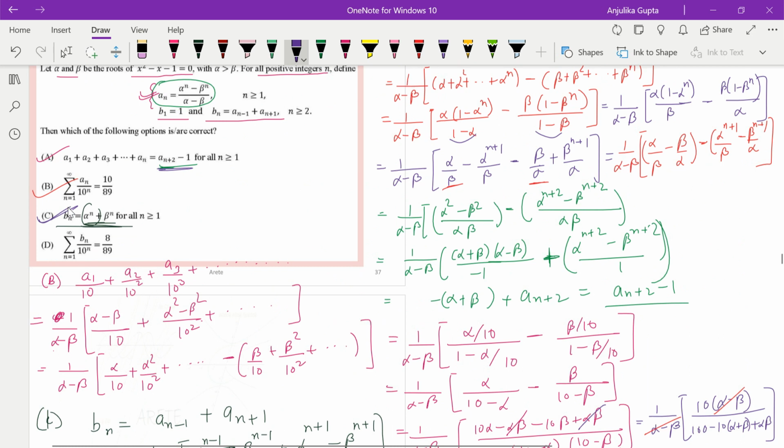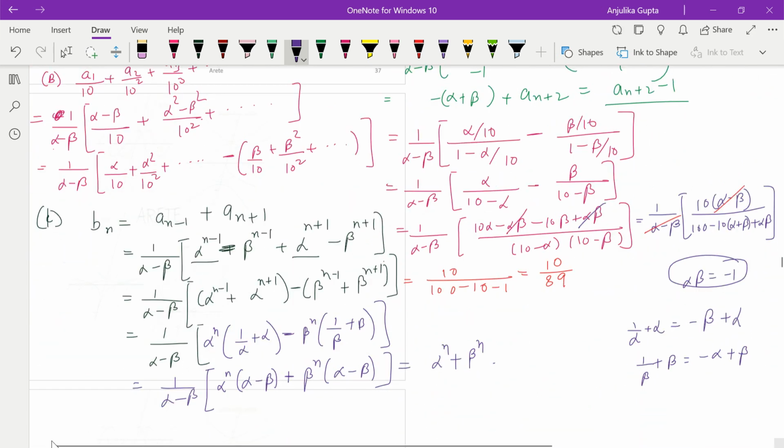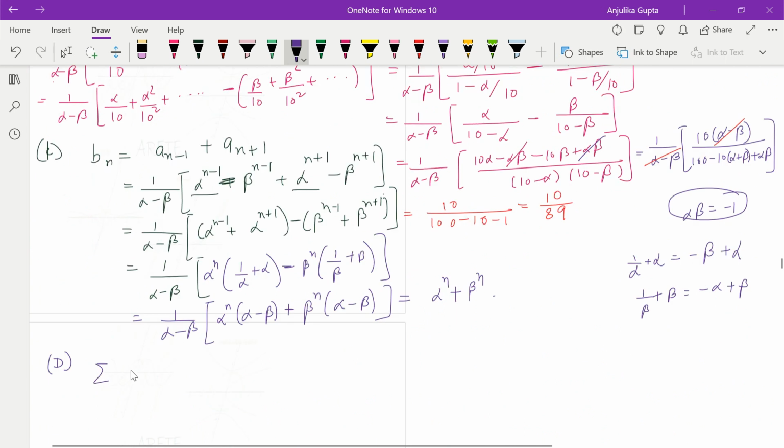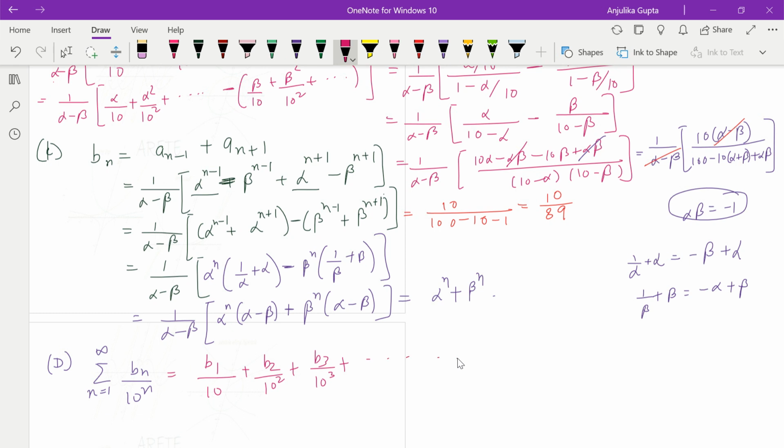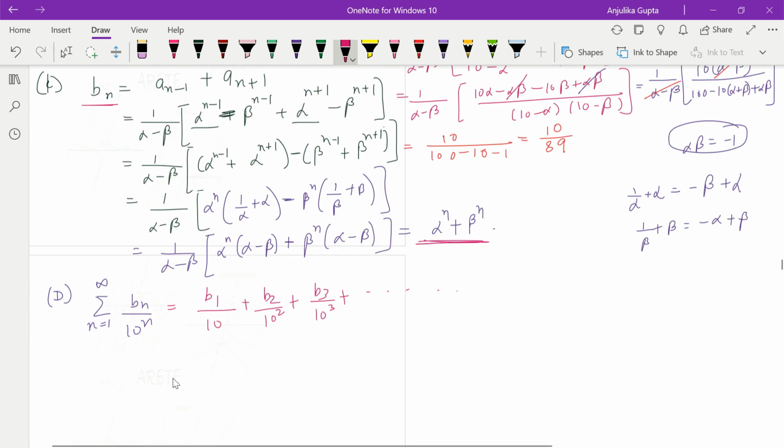So what is the probability that D needs to be true? Let's see that also. What is D? D is the summation of B_n upon 10 to the power n, n varying from 1 to infinity. We have to look for this series. Let's plug in the values: b1 over 10 plus b2 over 10 square plus b3 over 10 cube. Now, can I use that B_n is the same as alpha power n plus beta power n? Definitely we can, so let's use that.